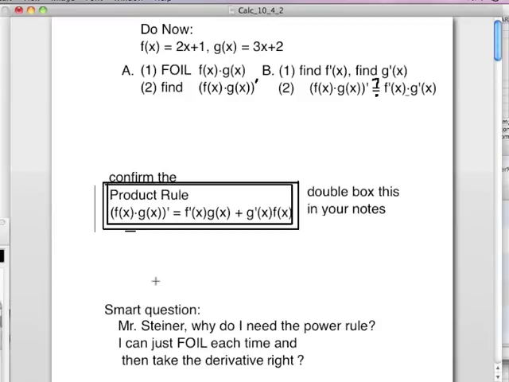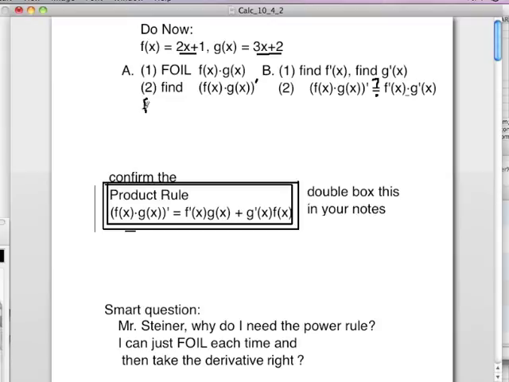Here is the product rule and the quotient rule. So today we started out with a do now, and I gave everyone this as f of x, and here's g of x. And I said first FOIL f of x times g of x, and so that's A1 is FOIL it, and 2 is find the derivative. So here, let me FOIL it.